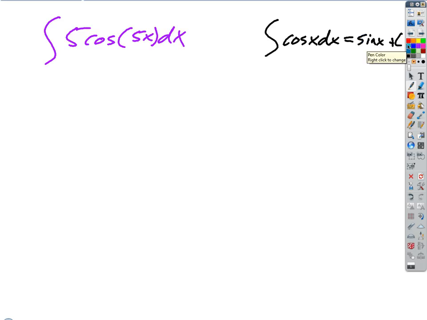And I could say if I want, it doesn't even have to be an x, does it? It could be something else, like what if we said cosine of u du, that would just equal sine u plus c, right? Okay, but that's not what we have, is it?